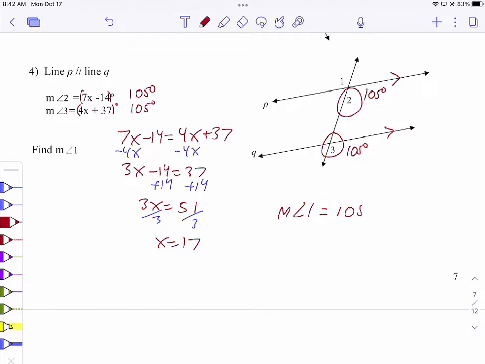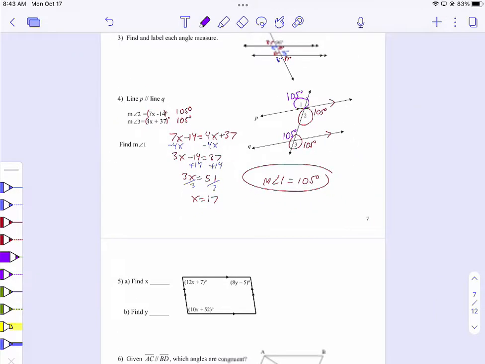You think it's also 105? And what kind of angles are 1 and 2? Those are vertical angles. So I could say that. Another way I could do it is to say what kind of angles are 1 and 3? Alternate exterior, and alternate exterior angles are congruent too. So I could have done it that way. Most people do the vertical angles. This is 105, and by the way, this one's 105 also. So there's 4 105s in there. All right, go to the next problem.